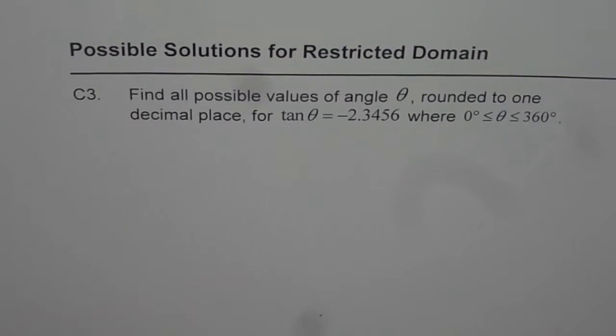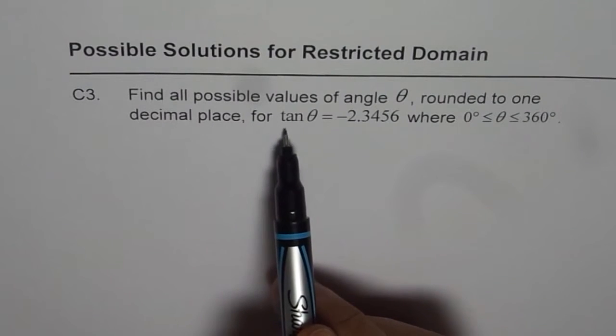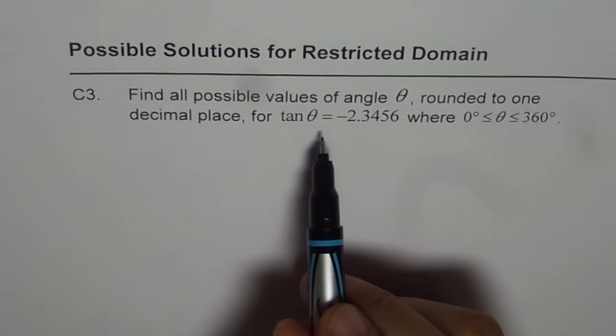Possible solutions for restricted domain C3. Find all possible values of angle theta, rounded to one decimal place, for tan theta equals minus 2.3456, where theta is between 0 and 360 degrees. As we have seen in earlier videos, we can find the angle theta by taking tan inverse of the value given. Now we'll follow the two steps.